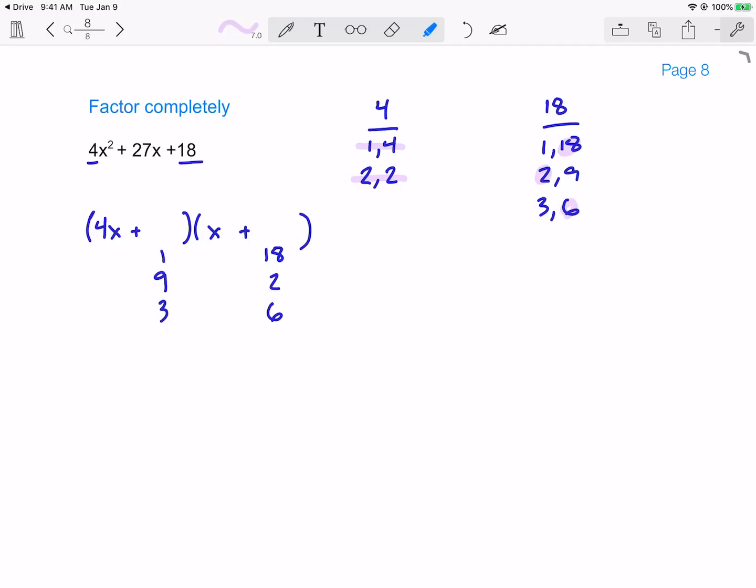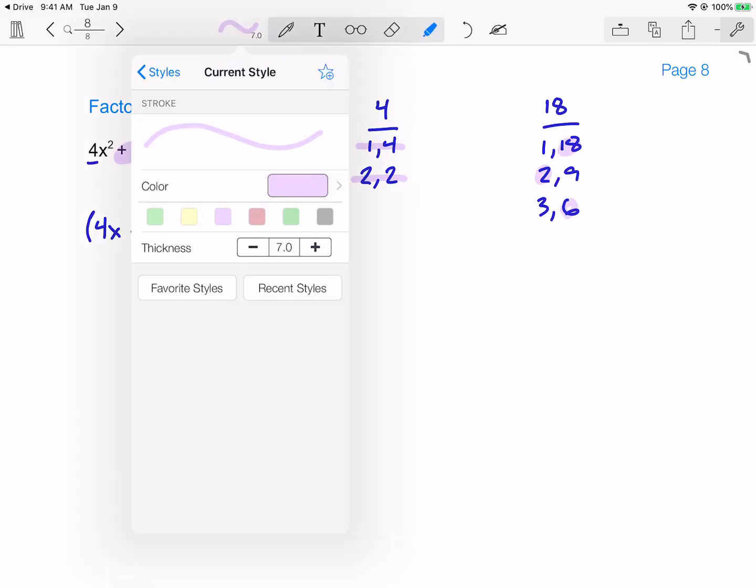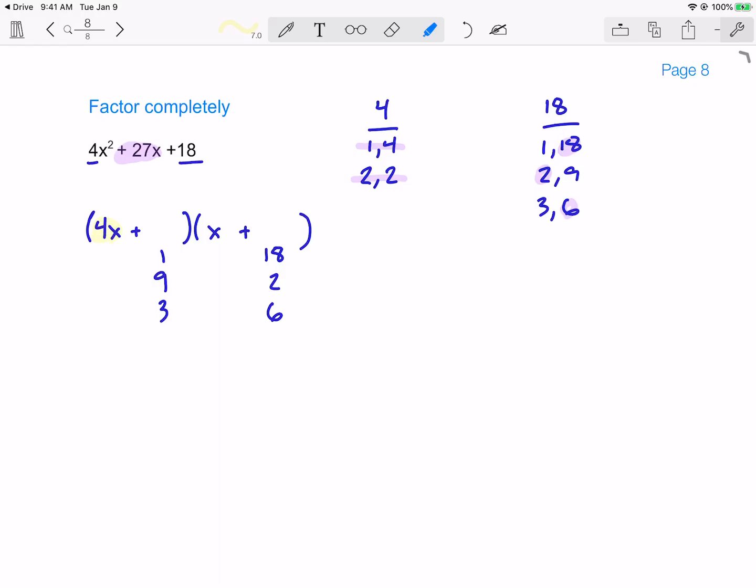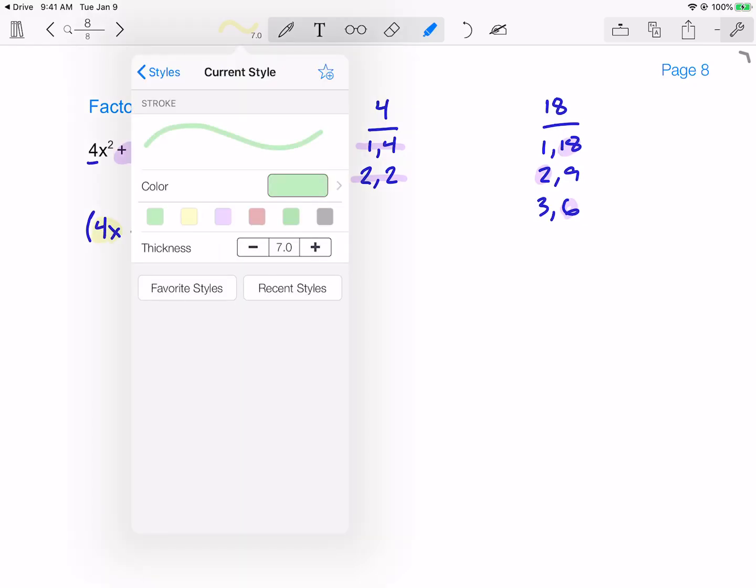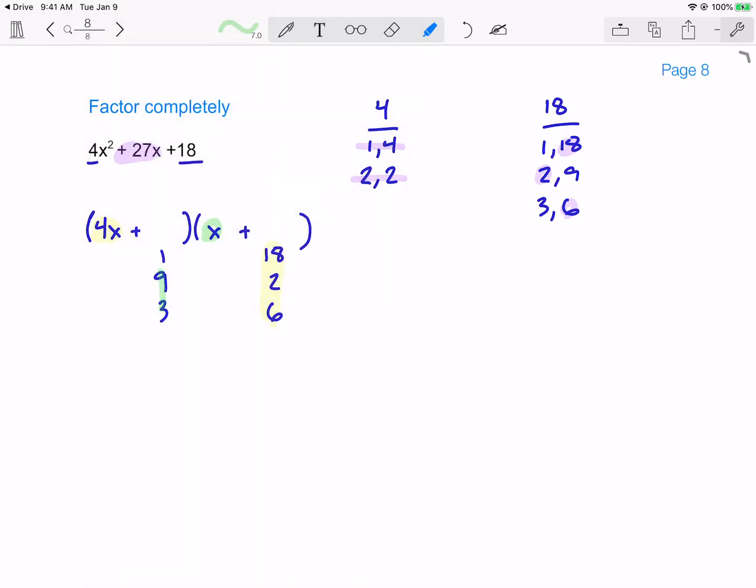Now again, my goal is to make a 27x, and in order to do that, I am multiplying the 4x times the 18, 2, and 6, and then I'm doing the x times the 1, 9, and 3. Well, the 4 times the 18 is too big. I'm not even going to waste my time multiplying it because it's bigger than 27. 4 times 2 is 8 plus 9, not big enough. 4 times 6 is 24 plus 3 is 27. That's my winner. So the 3 goes here and the 6 goes here.